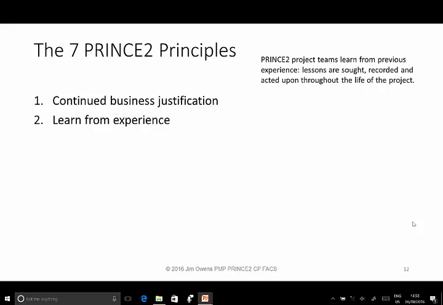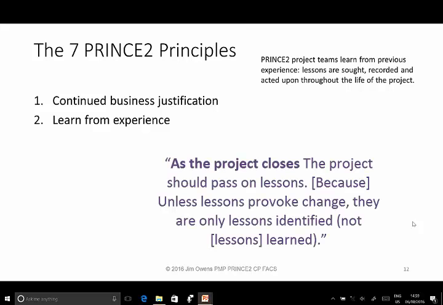The project should make use of stored intelligence from previous projects. Although each project is unique, many of the things you need will have been done before, and so you can learn. And when doing something that is truly unique and outside the organisation's experience, you can seek training for the team or contract someone who already has that experience. PRINCE2 reminds us that, as the project closes, the project should pass on lessons, because unless lessons provoke change, they are only lessons identified, not lessons learned.